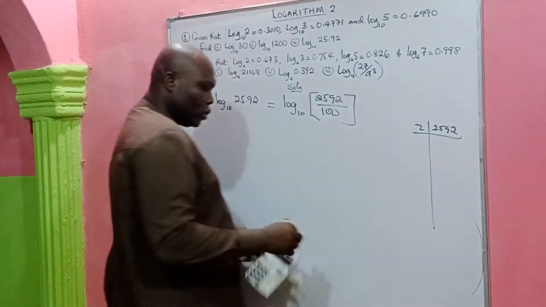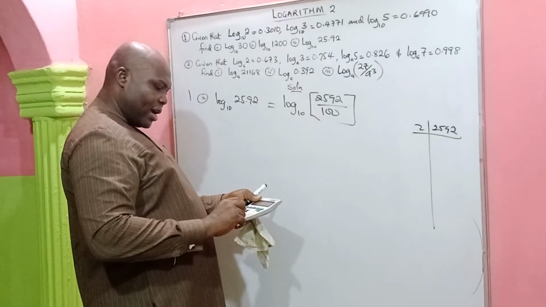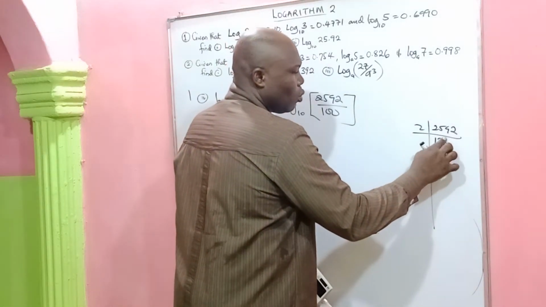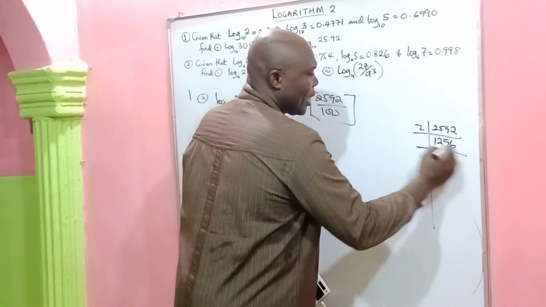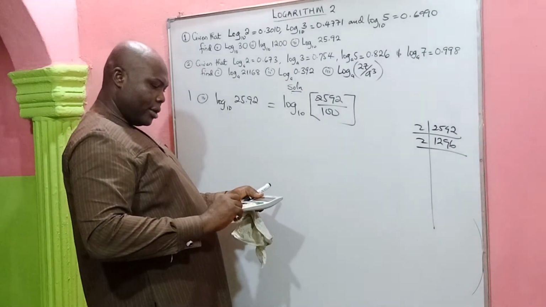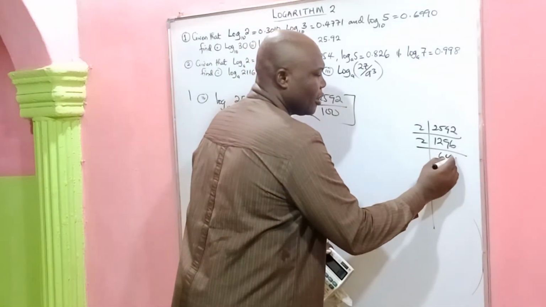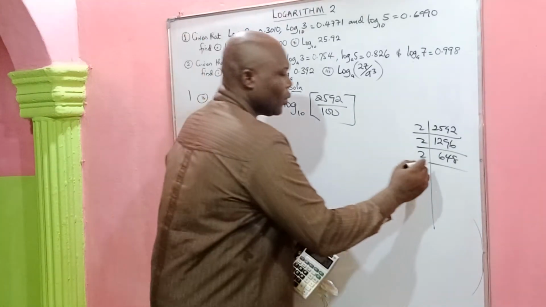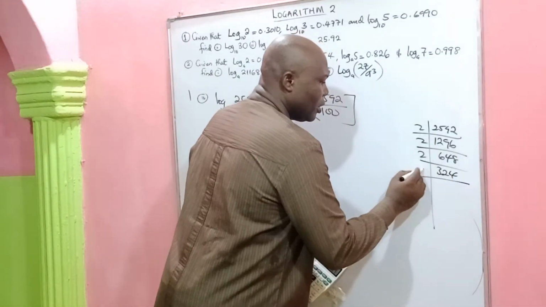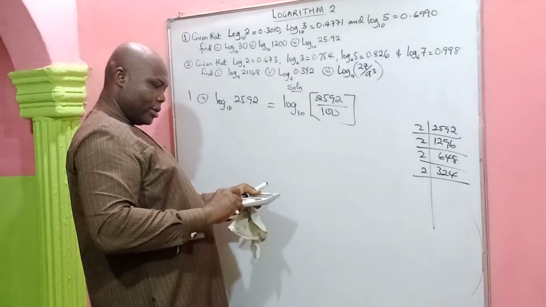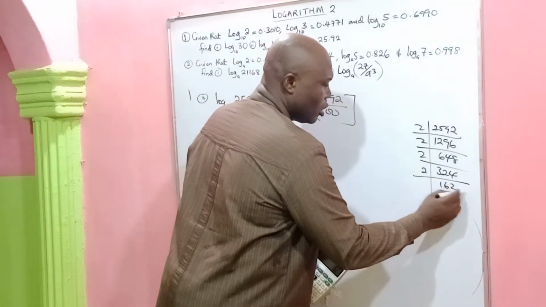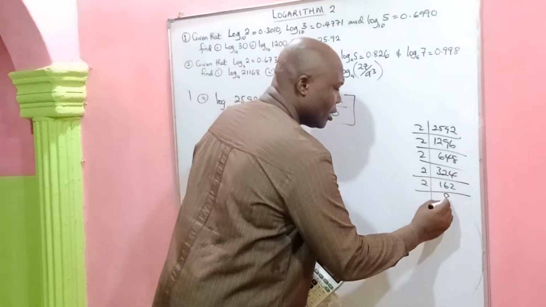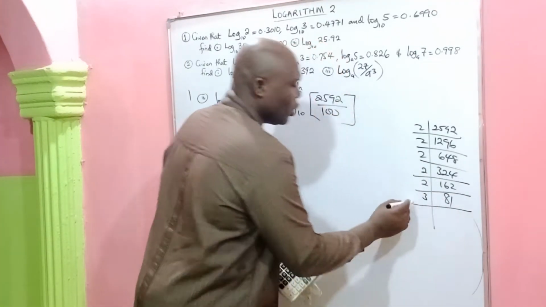2592 divided by 2 gives 1296. We divide that by 2 again to get 648, then again to get 324, then 162, and then 81.